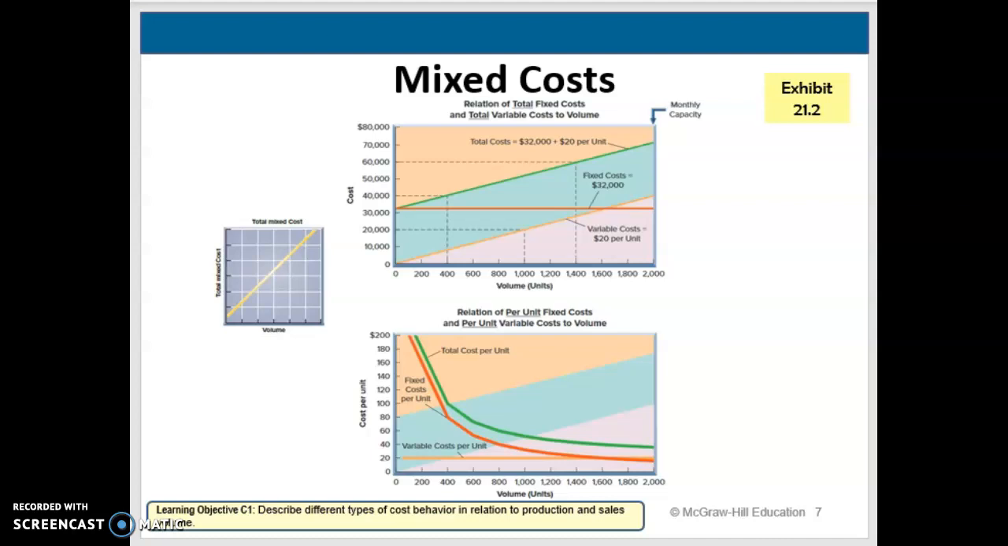Another example we'll sometimes see with a mixed cost would be utilities. Even though electricity is typically based on use, there is a minimum charge. That minimum amount would be your fixed part. And then as you use more electricity, you have that variable amount that you pay per unit. So like a fixed cost, a mixed cost is greater than zero when the volume is zero. But unlike a fixed cost, it increases in proportion to the increase in volume.